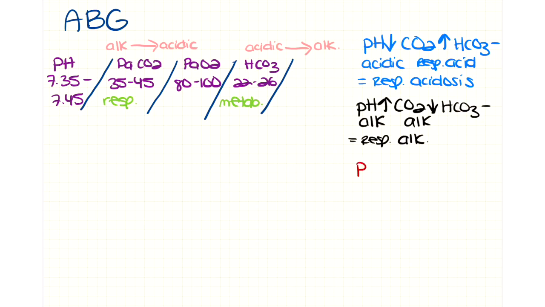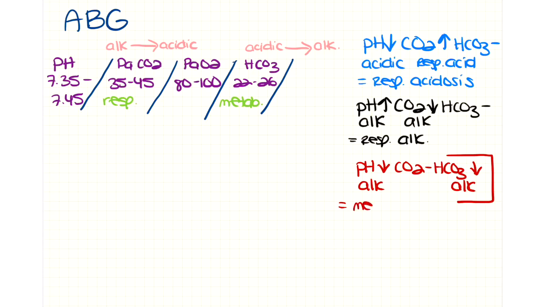If my pH is low, CO2 is normal, and my bicarbs are low, alkalotic, and because we're dealing with bicarb change, it is now metabolic alkalosis.